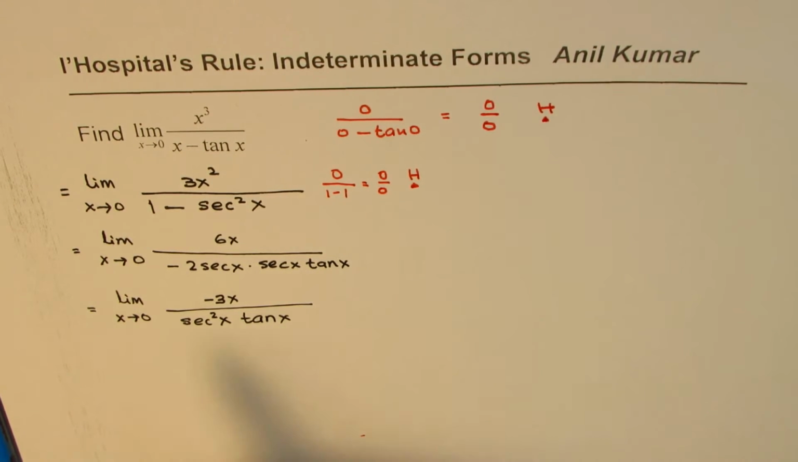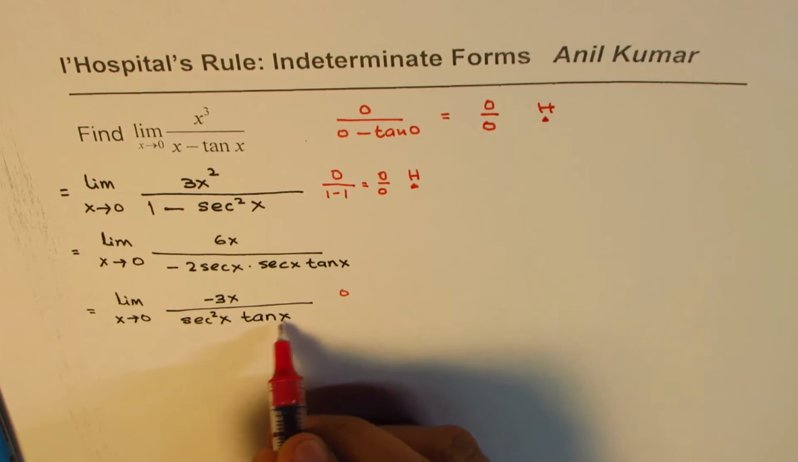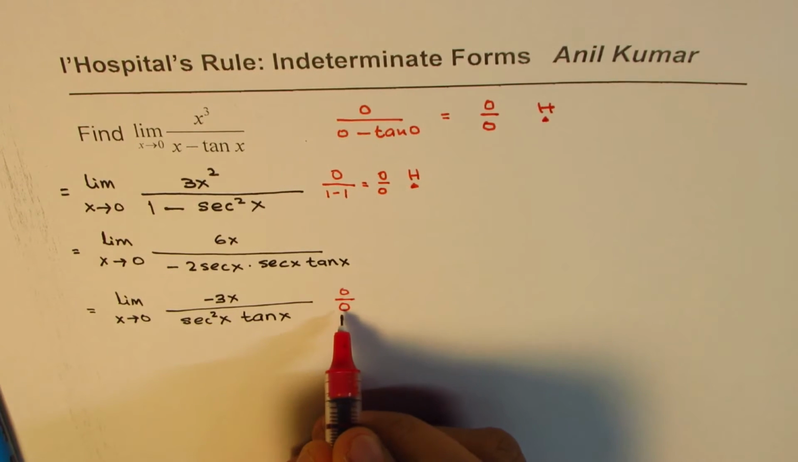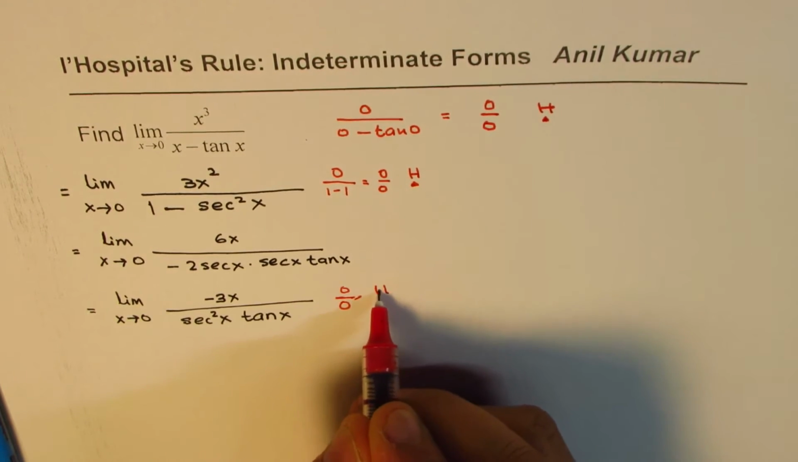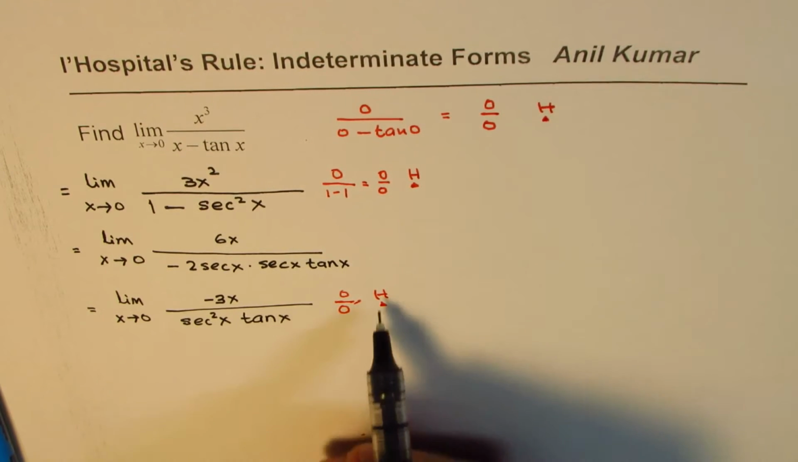Okay, so that is what we get. Now if I substitute 0, what happens? I get 0 here for x, and tan 0 is 0. So we have the 0 over 0 form. So we can again apply L'Hopital's rule, right? So again, a second time, we'll apply it.